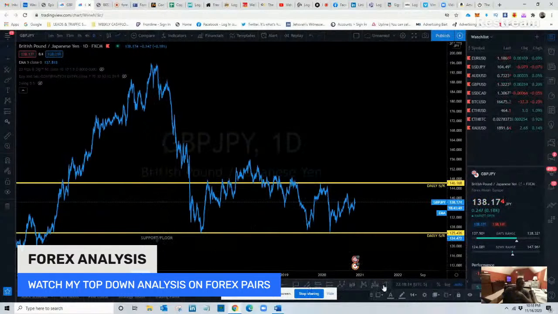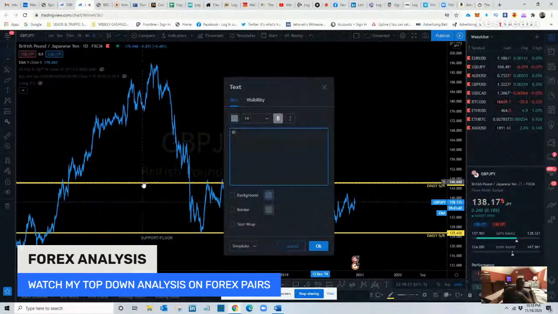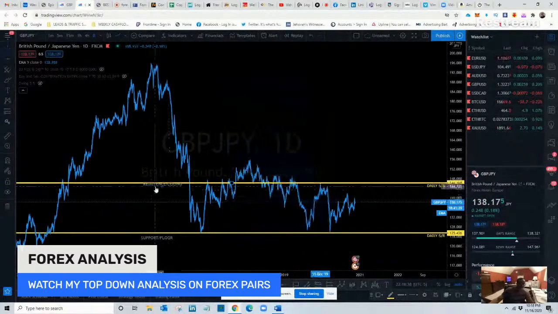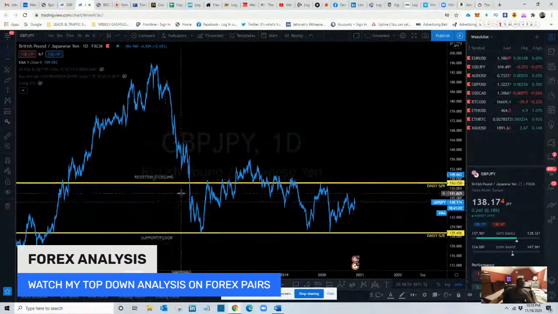All right. So then we call this here resistance slash ceiling. Okay. I'm going to kind of put this up so you guys can see it. Price is going to hit support or resistance, the ceiling or the floor, at least 3 times before it makes a major move.